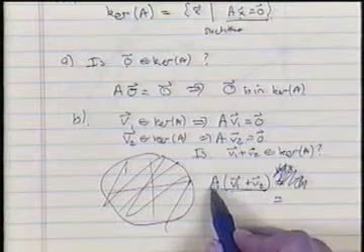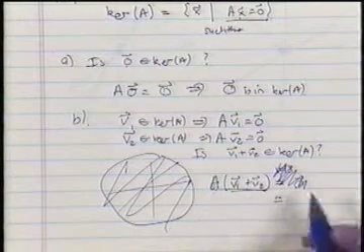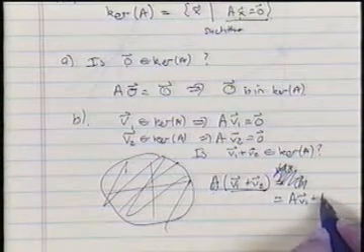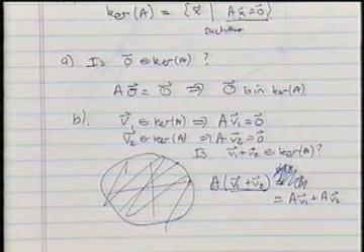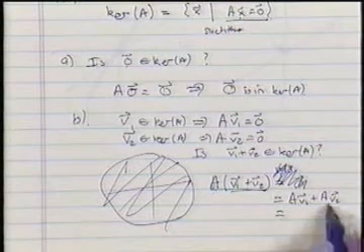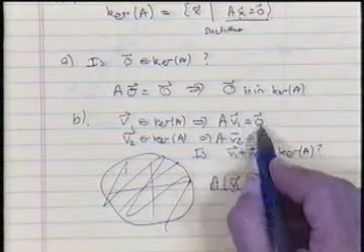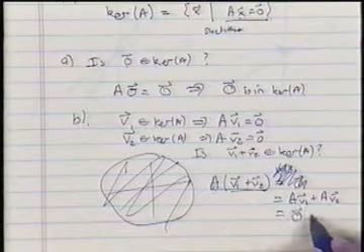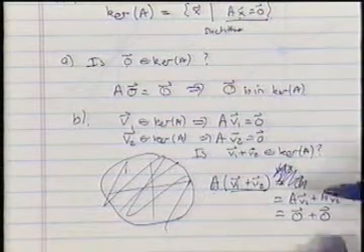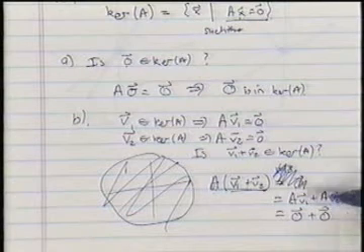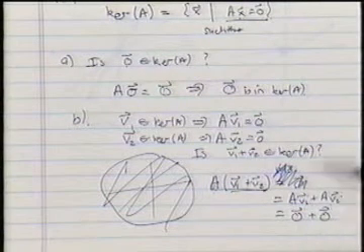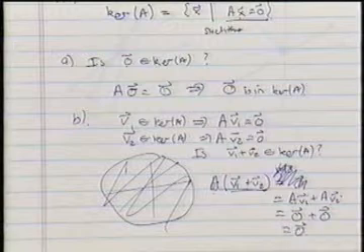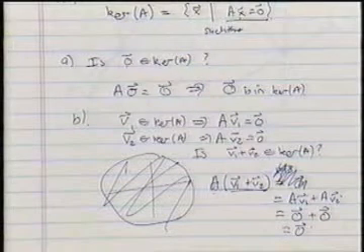And so what do I know? I know that this goes onto this, and this goes onto this. So this is AV1 plus AV2, right? Now, what do I know about AV1 and AV2? The way they were defined is 0 plus 0. Because V1 and V2 are in the kernel, I know that AV1 is equal to 0 and AV2 is equal to 0, and what's 0 plus 0? 0. Very close. Yes. That's right.